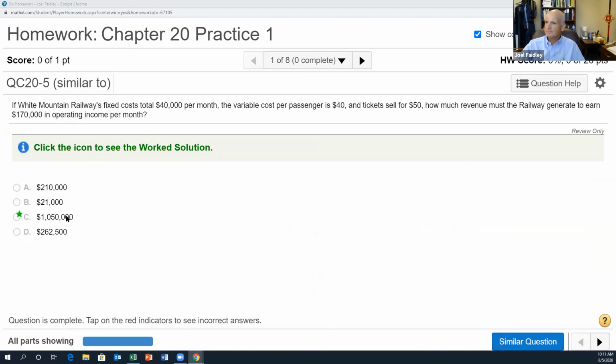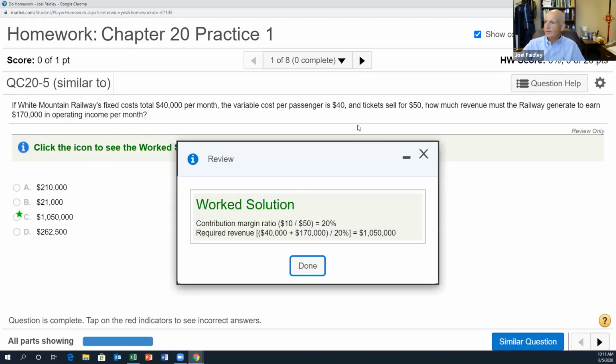I believe I am. All right, here we've got total fixed costs for the month of $40,000. Variable cost per passenger is $40. Ticket sale is $50. So 50 minus 40 is what? $10 contribution margin. And the contribution margin ratio is 10 divided by my revenues, 20% or 0.2.